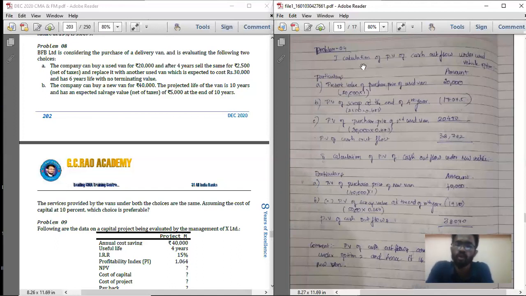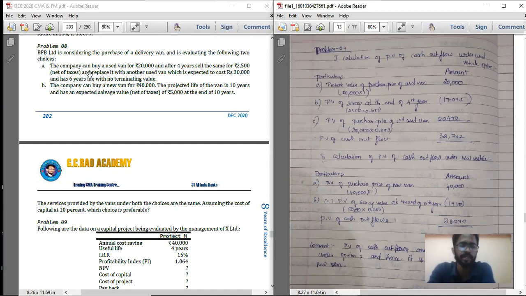Below that, draw a two columnar table. This is an important sum, so mark it as important. First column particulars, second column amount. Below that, under particulars, record small a.